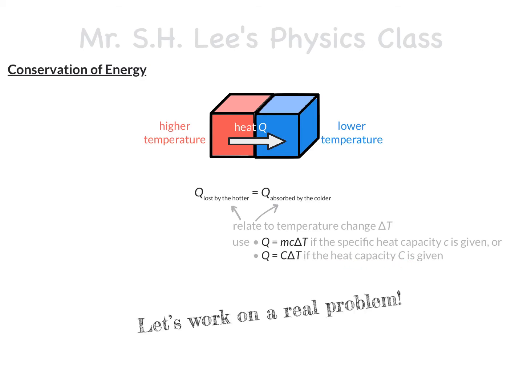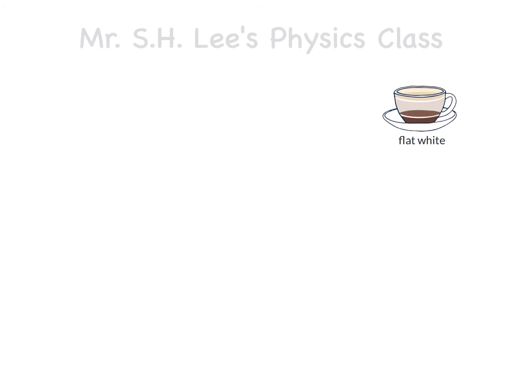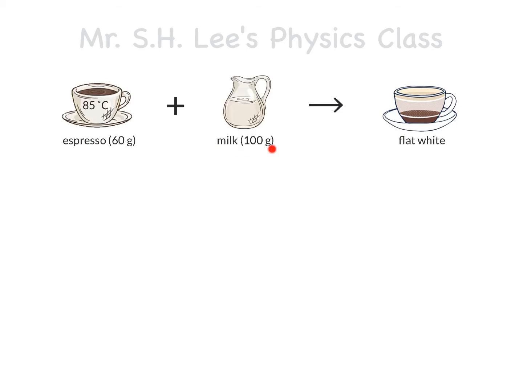Sounds abstract? Let's work on a real problem to see how this helps us to find the final temperature at thermal equilibrium. To make myself a cup of flat white, I mixed about 60 grams of espresso at 85 degrees Celsius with 100 grams of milk. However, the milk has been refrigerated and is at 4 degrees Celsius only. Now, my question is, if I directly mix them together to form the flat white, what would be the resulting temperature T?